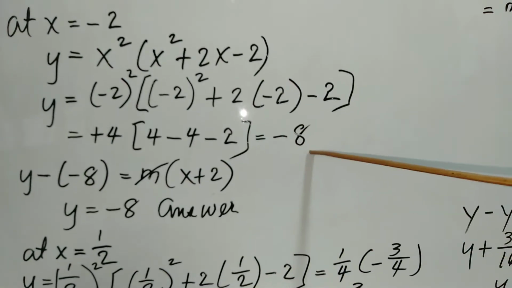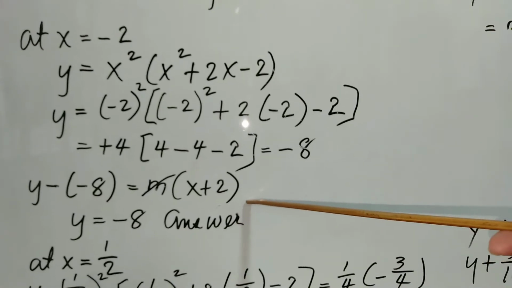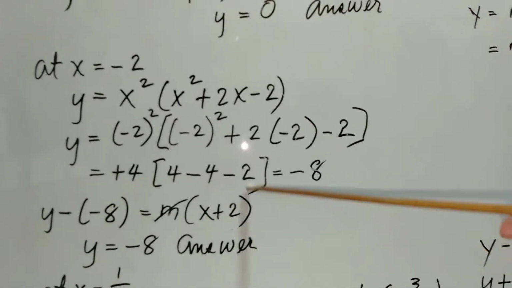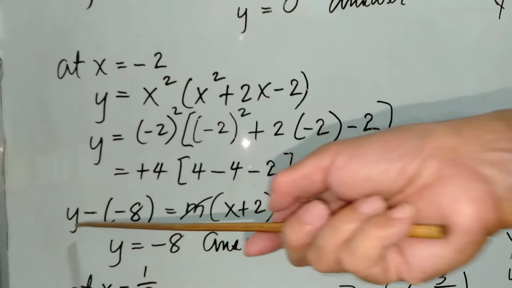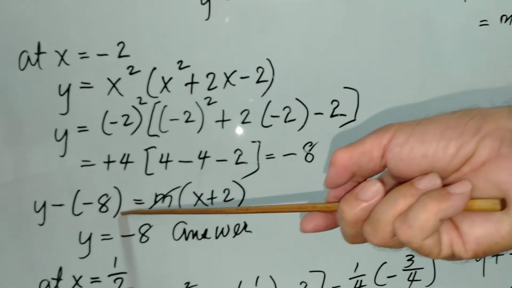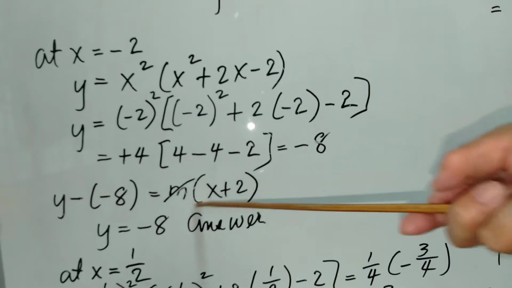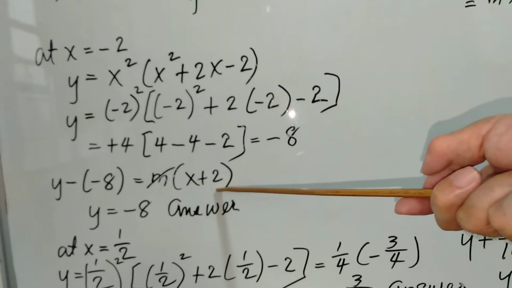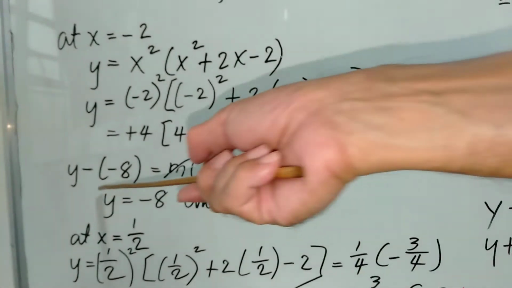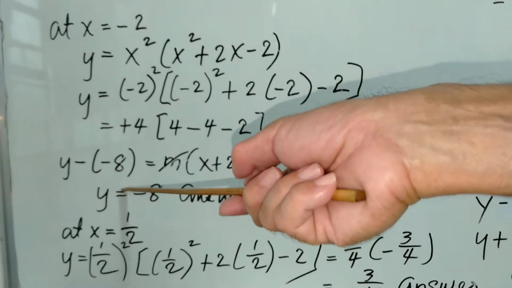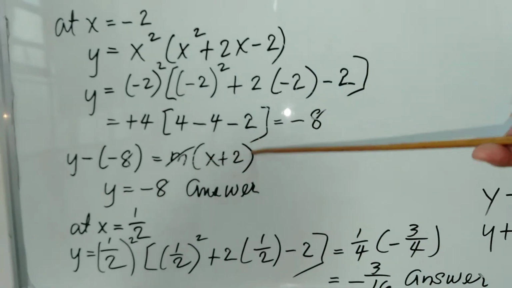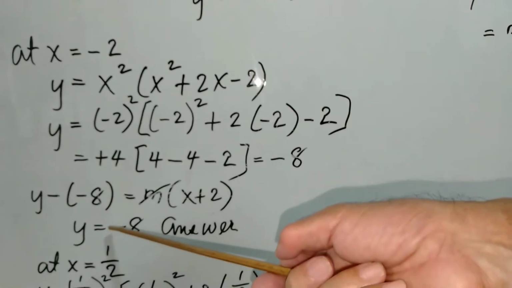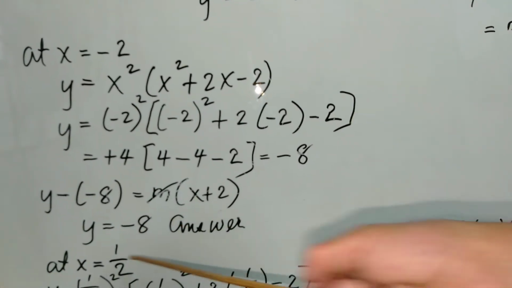We substitute y to the point-slope form. So y minus y sub 1 is equal to m times the quantity x minus x sub 1. So since y is equal to negative 8, y plus 8 is equal to 0, since the slope is equal to 0. So y will be equal to negative 8. So this will be our second answer.